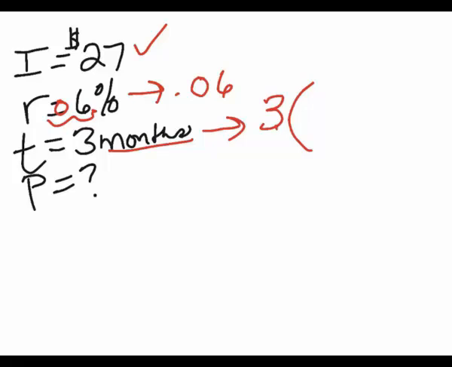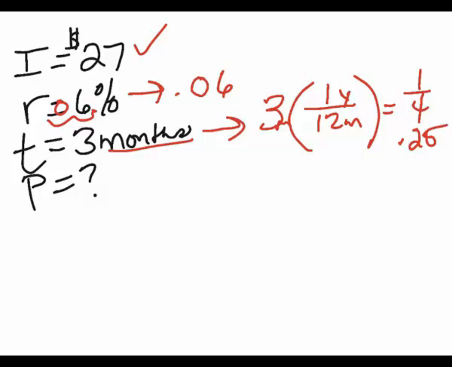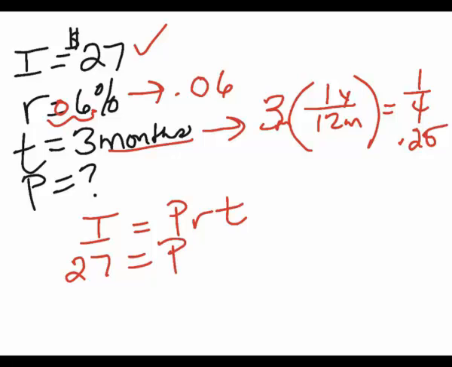So 3 months. I know that in 1 year, there's 12 months. Which is going to give me 1/4 or 0.25 years. Okay. And then we're looking for P. So now I'm going to write down the formula. I equals PRT. I'm going to fill in everything that I know. I is 27 equals, we don't know what P is, so I'm going to leave P. R is 0.06. T is 0.25.